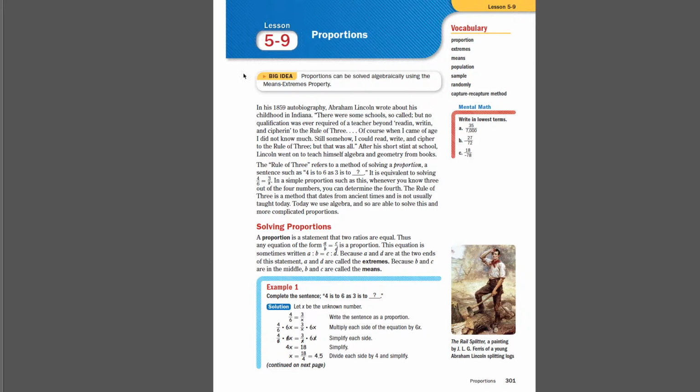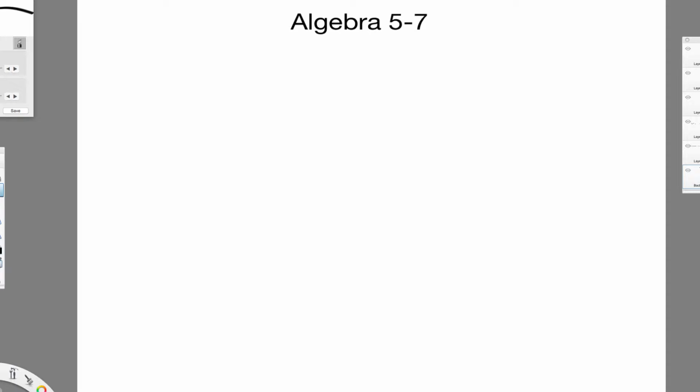Let me pull up another screen here. For this one, if you've got example 1 in the book, I wanted to go through one with you that would be similar but not the same. So you could certainly read through that. And let's take a look here at this first example where we complete the sentence. 5 is to 15 as 9 is to blank.